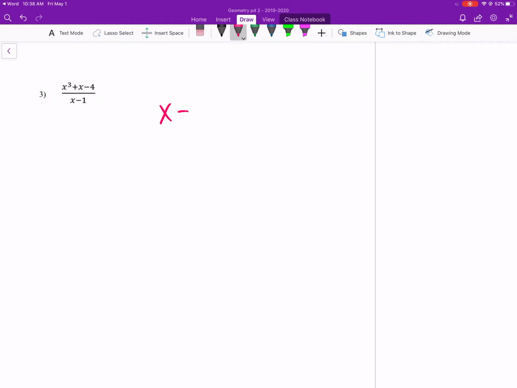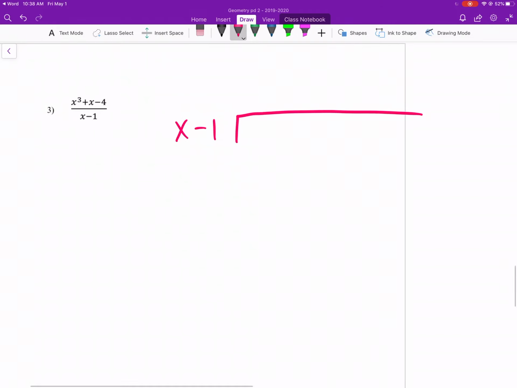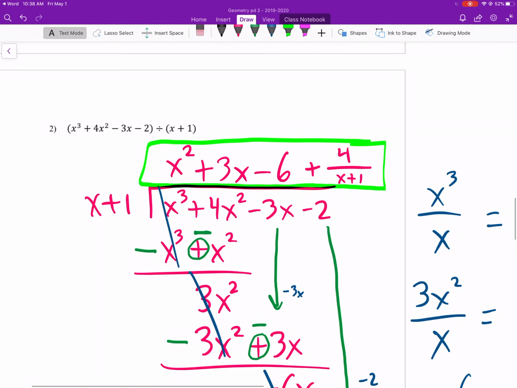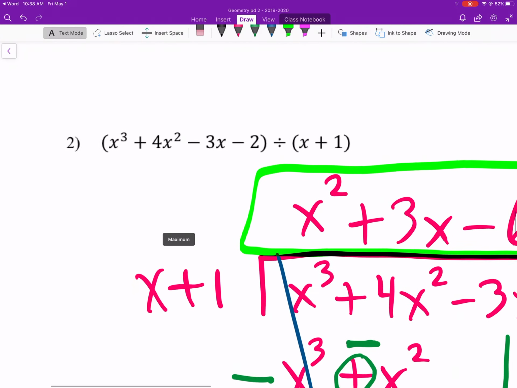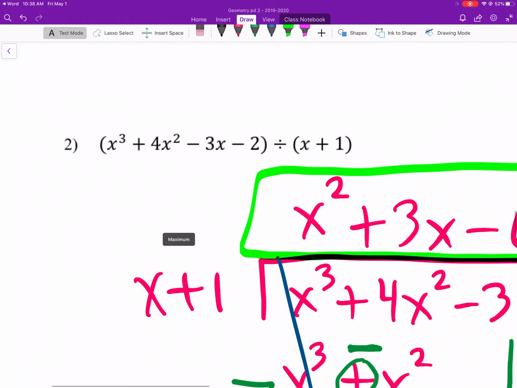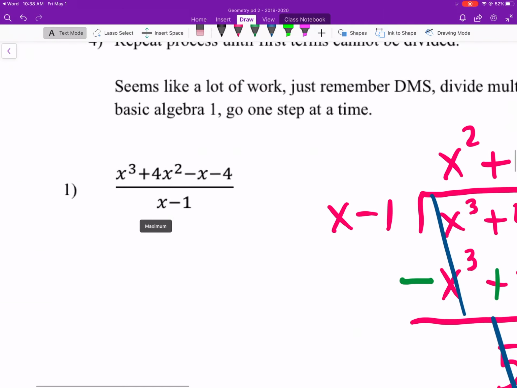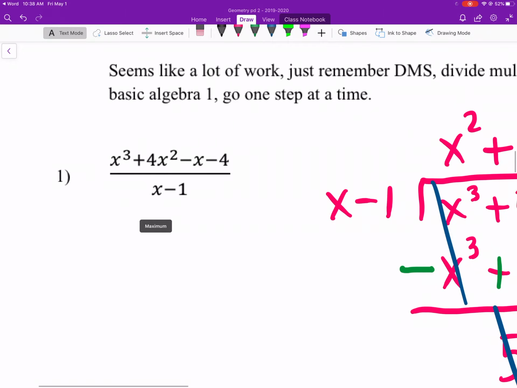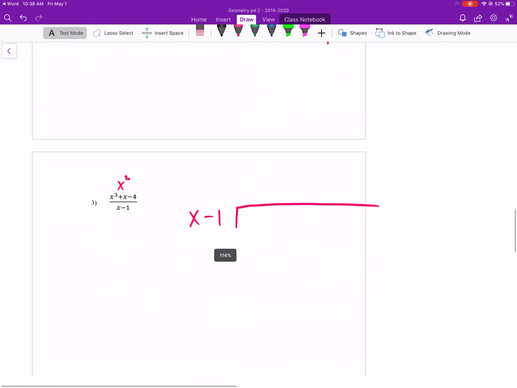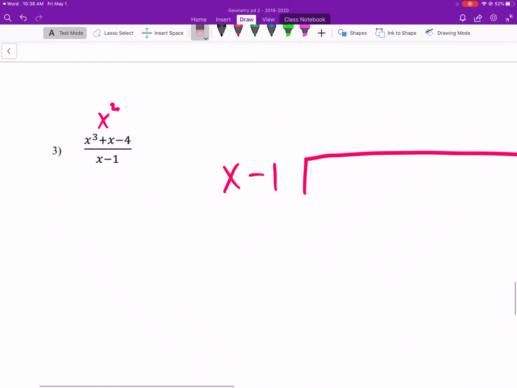This value, x minus 1, goes on the outside. And now, before you put x cubed plus x minus 4 on the inside, if you notice, there's no x squared term, like this one here, right? There's an x cubed term, an x squared term, an x term, and a constant. Same thing here. Here, there is no x squared term, and that's not okay in long division.